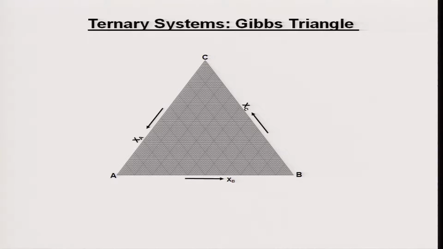So, there will be three composition variables x A, x B and x C, which represent the mole fractions of the individual elements. Now, as we know, x A plus x B plus x C is equal to 1. Because of this equation, only two composition variables are independent, but the third one is dependent, right.